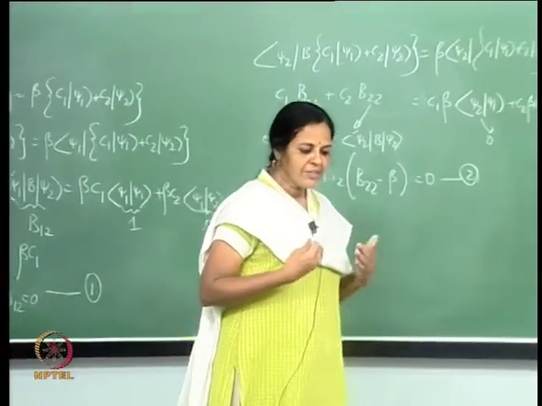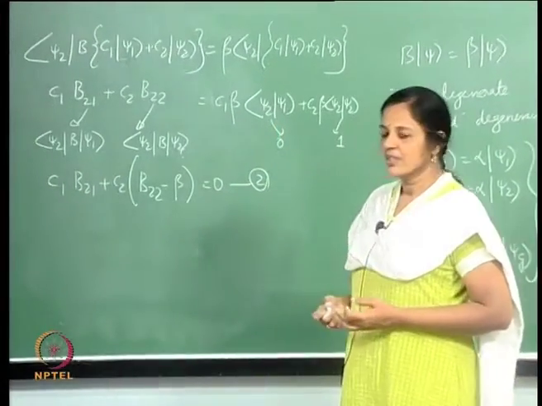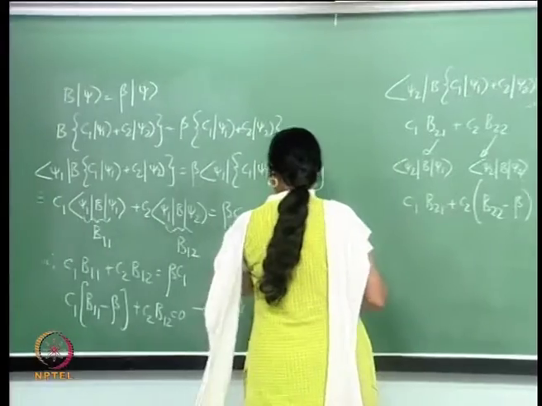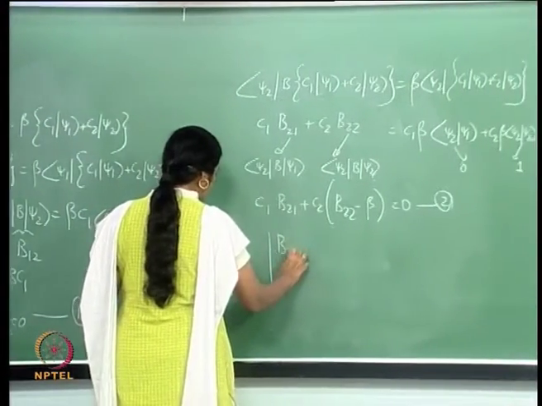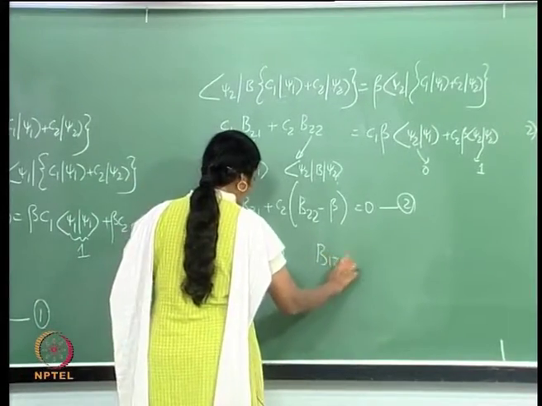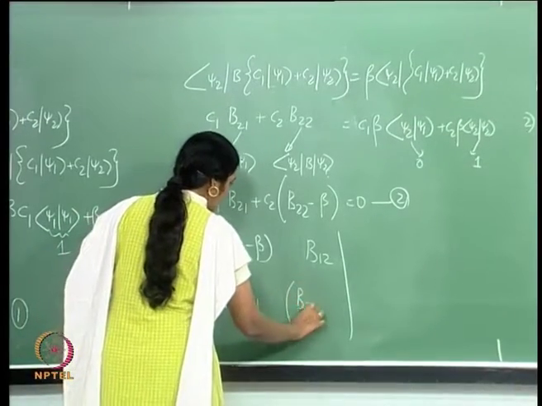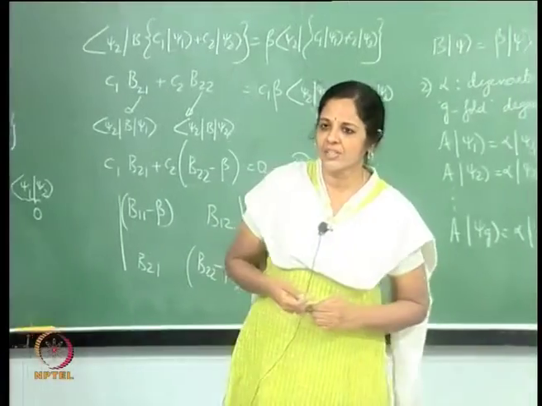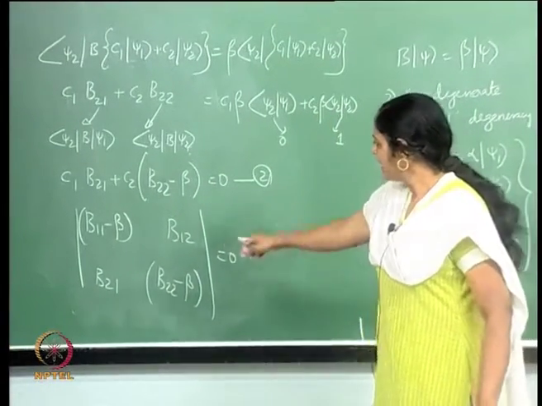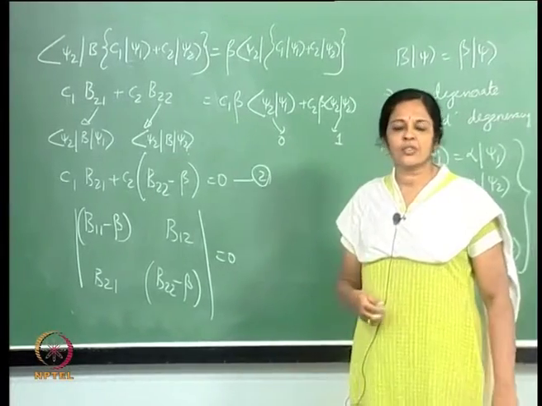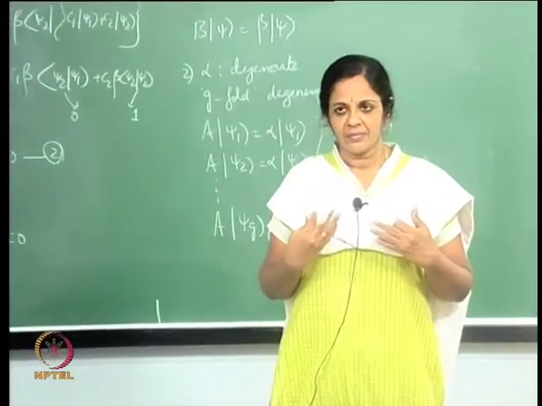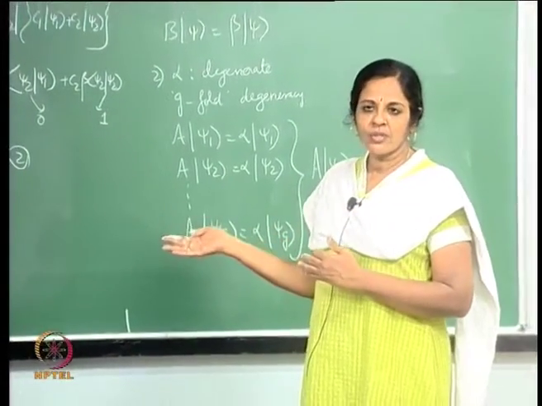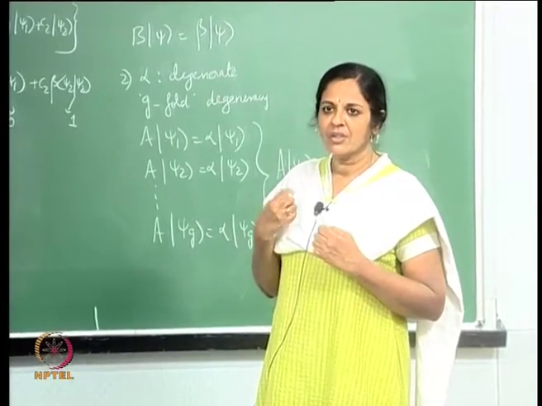Now, clearly, if indeed it is possible to have this superposition be an eigenstate of B with some eigenvalue beta, the determinant of the coefficients should be 0. This determinant should be 0, because I have two homogeneous equations in c1 and c2, and in order to have a solution, I need this determinant equal to 0. That is going to place conditions on beta, and beta is the eigenvalue corresponding to the eigenvector of B, and therefore, that should tell me what the values of beta are. In other words, I have reduced this to finding out the possible values of beta.